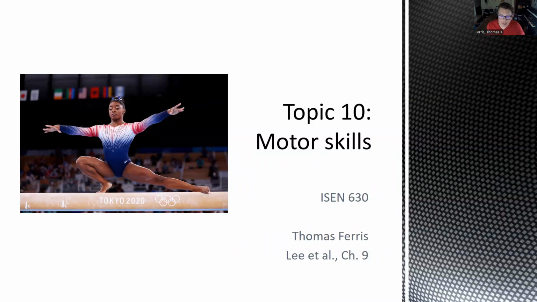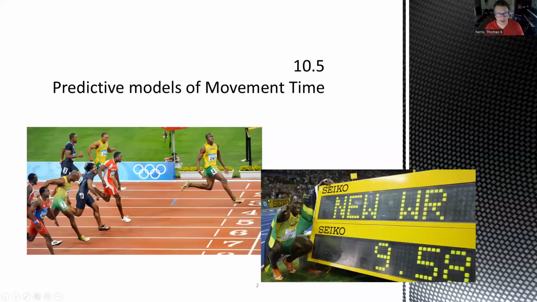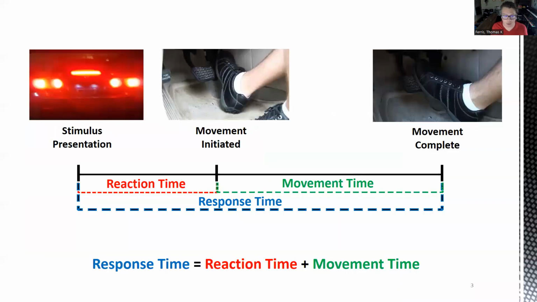All right, welcome back. Topic 10, motor skills, subtopic 10.5, predictive models of movement time. So 10.4 was about predictive models of reaction time, how fast until humans initiate a movement. And now this subsection talks about modeling the amount of time it takes to complete a movement, to reposition a limb in order to interact with a control, for example. So reaction time right here, that's what we calculated in 10.4.